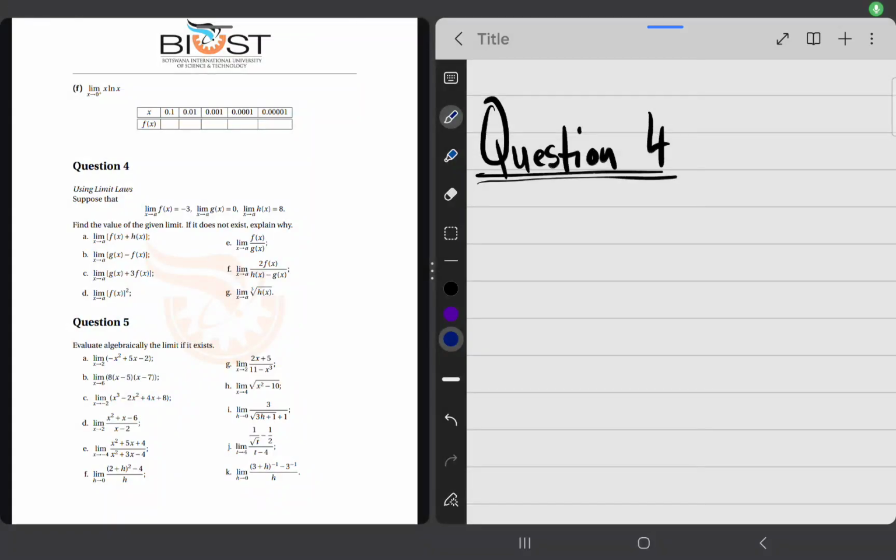Question 4 is a walk in the park. They're testing our knowledge of limit laws. If you're not good at limit laws, just go watch them first and then come here. Now we know our limit laws, and we have been given 3 limits that we're going to be using.